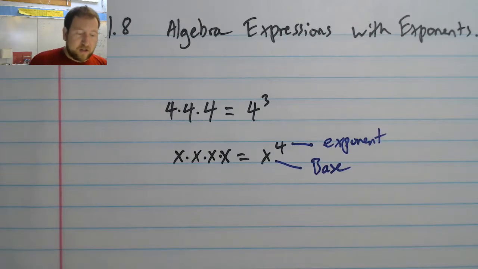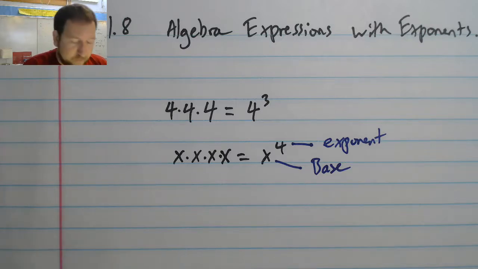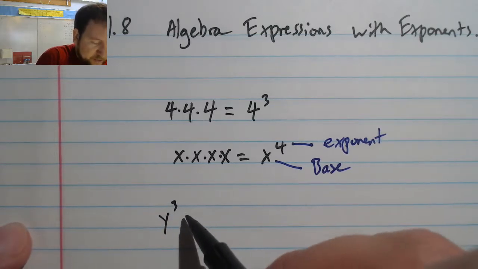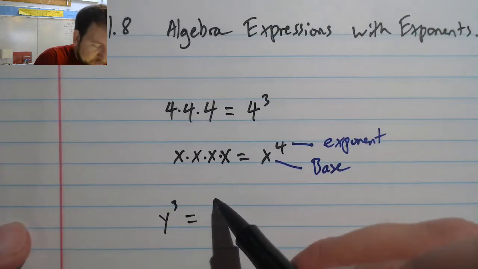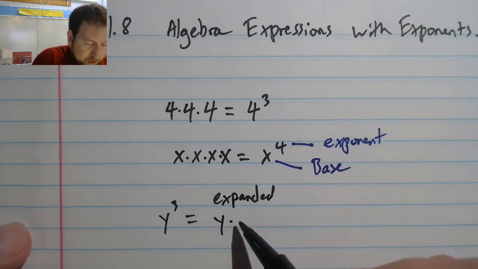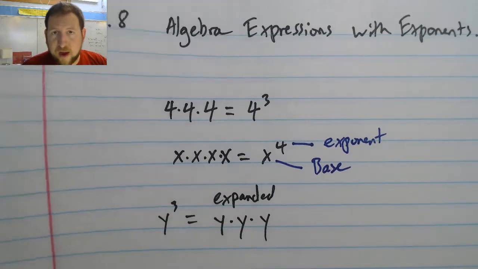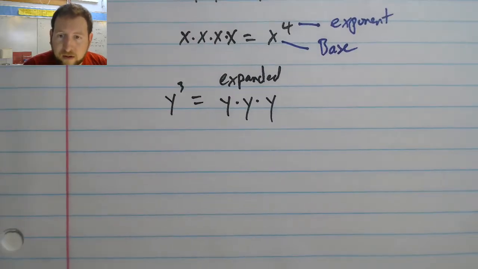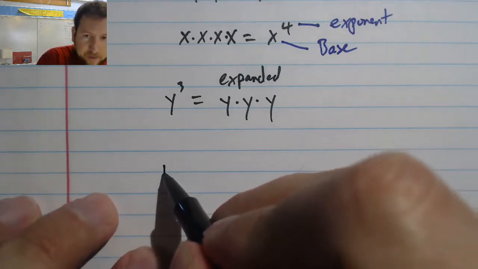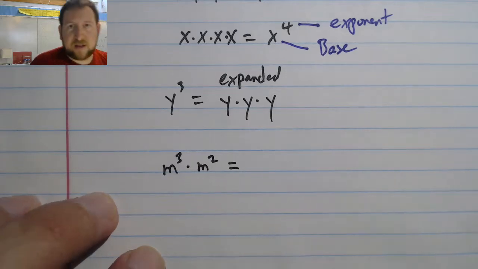Now, occasionally, we need to move things from their exponent form to their expanded form and back. So in this case, if I had y to the 3rd power, and I needed to write it in expanded form, I would simply write it as y times y times y. But in fact, we're going to need to do some more simplifying than we were doing before. So take a look at this example here. We have m to the 3rd power times m to the 2nd power.